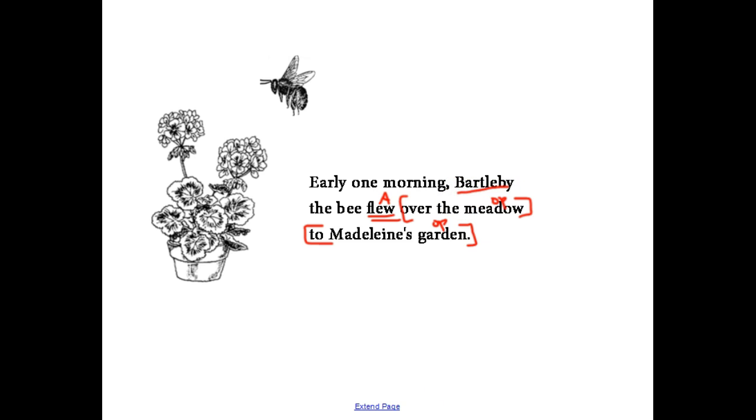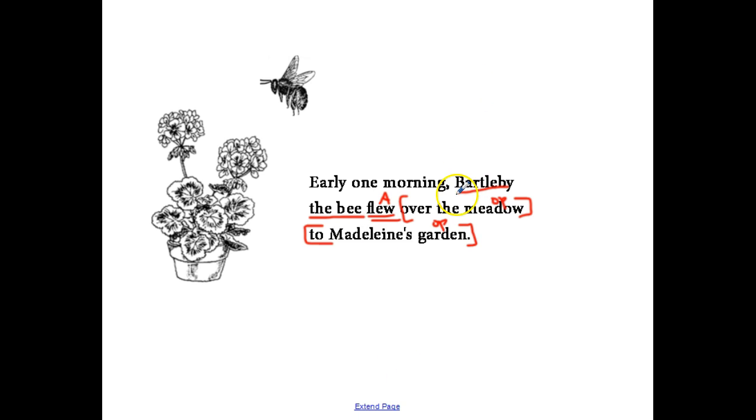Now, I want to clear up some confusion right now. Hopefully this won't confuse you in future sentences. There's a difference between what we call a simple subject and a complete subject. And for the purposes of this lesson, it doesn't really matter if you underline the simple subject or the complete subject. The simple subject is just the one main word that does the action of the verb. So, Bartleby flew. But the complete subject is that word along with anything else that comes along with it and modifies it. So Bartleby the bee is the complete subject.